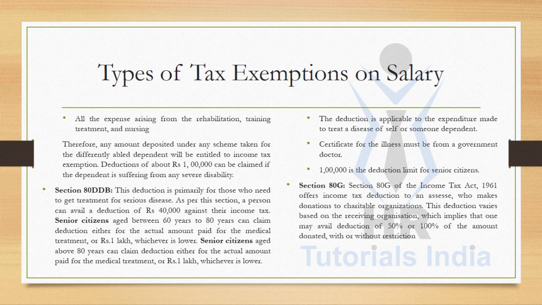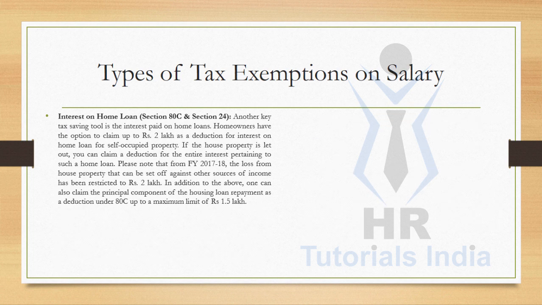Section 80G. Section 80G of Income Tax Act 1961 offers income tax reduction to an assessee who makes donations to charitable organizations. This reduction varies based on the receiving organization, which implies that one may avail reduction of 50% or 100% of the amount donated with or without restriction. An employee can be exempt from taxes who makes a donation to charitable organizations. And the deduction varies based on the receiving organizations, which implies that one may avail the deduction of 50% or 100% of the amount donated with or without restrictions of the amount paid to the charitable organizations.